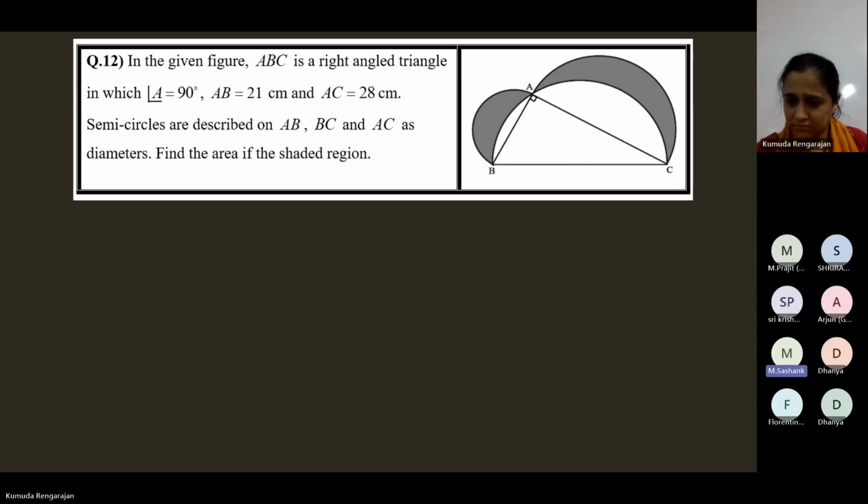Area of two semicircles plus area of triangle minus area of semicircle. Correct. Correct. Very good.